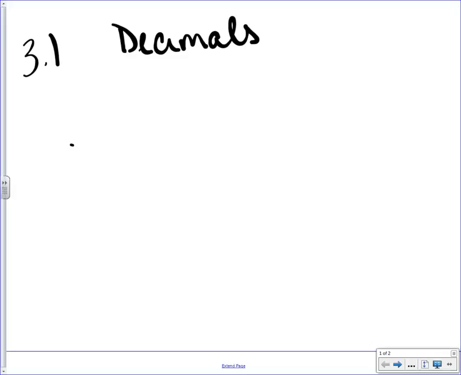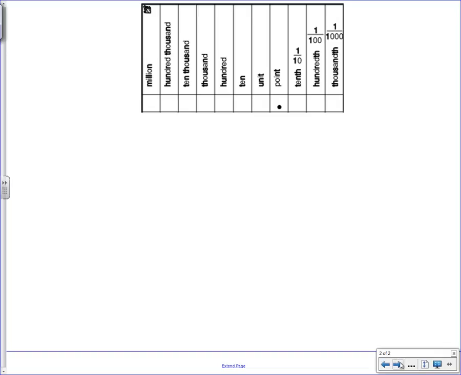Okay, so we are going to cover section 3.1. We're starting out this chapter, this unit 3, with decimals. And the first thing that we want to talk about are place values, so we can make sure that we communicate and we state what the decimal is that you have correctly. And so I want to show you this place value chart.